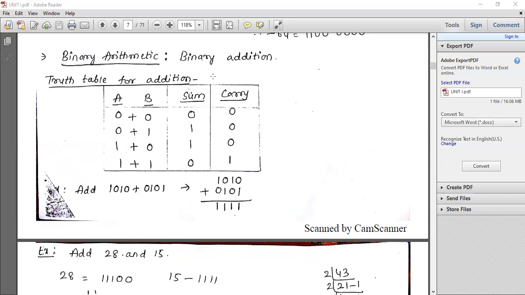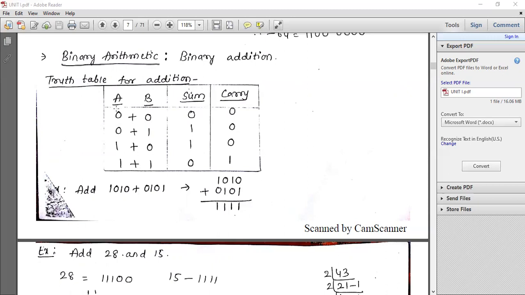For performing binary addition, firstly, we need to know the truth table for addition. If I consider A and B as two bits, A and B can each be 0 or 1. By considering all this, we can frame different combinations for A and B: 00, 01, 10 and 11.